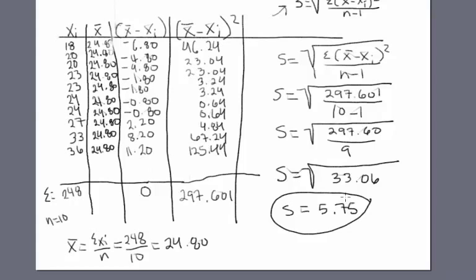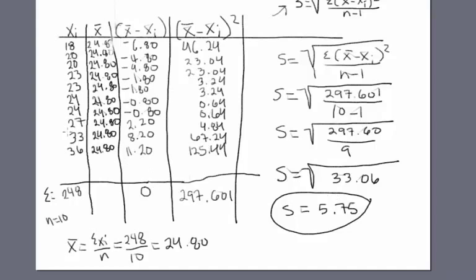Now, some of the scores are going to be below the mean, some of the scores are going to be above the mean, but on average, a score would be about 5.75 units or BMI points away from the mean. The good thing about the standard deviation is it's interpretable. That is, the value represents whatever unit of measurement the x sub i's represent.